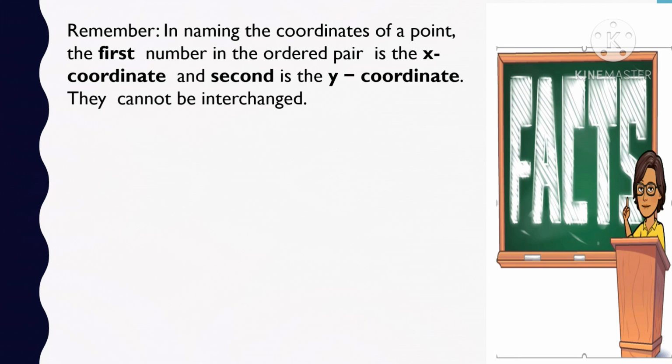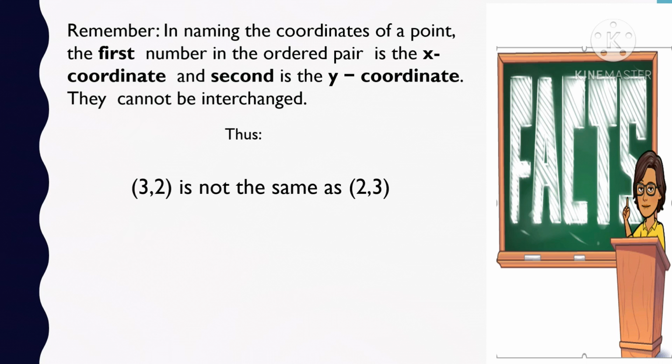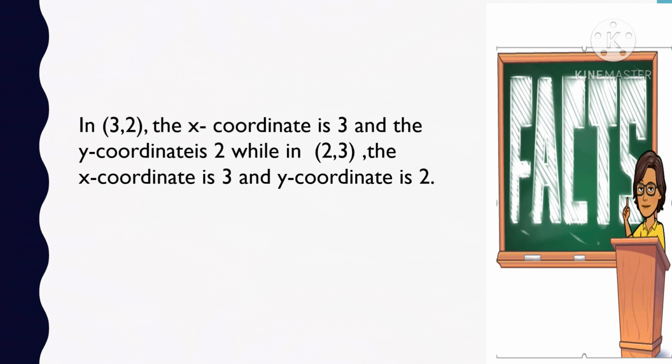Now remember, in naming the coordinates of a point, the first number in the ordered pair is the x-coordinate, and the second is the y-coordinate. They cannot be interchanged. Thus, 3, 2 is not the same as 2, 3. Can you answer why? In 3, 2, the x-coordinate is 3 and the y-coordinate is 2. While in 2, 3, the x-coordinate is 2 and y-coordinate is 3. Hence, they are not the same.